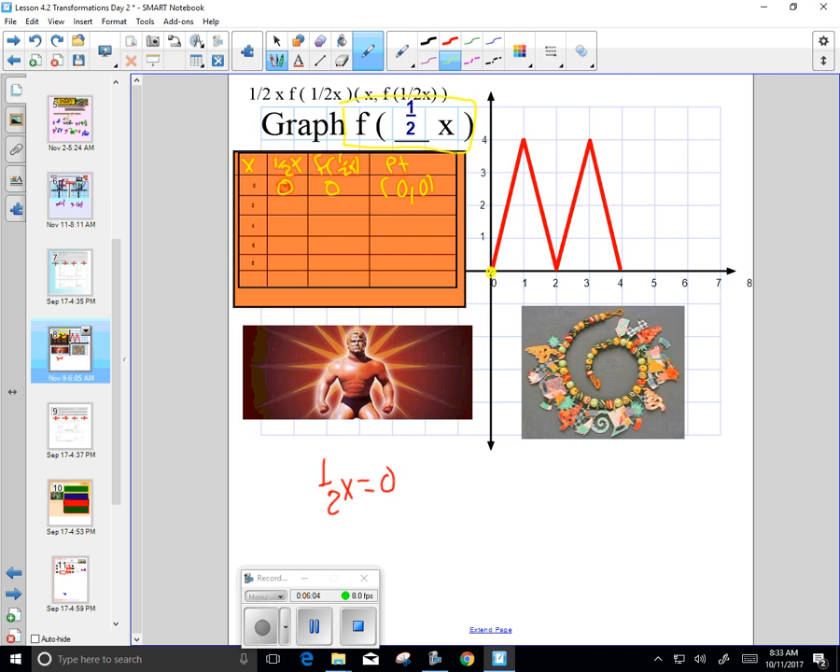But watch what happens with the point 1, 4. Now we have a 1 for x. 1/2 x equals 1. So now you're going to have x equal to what?